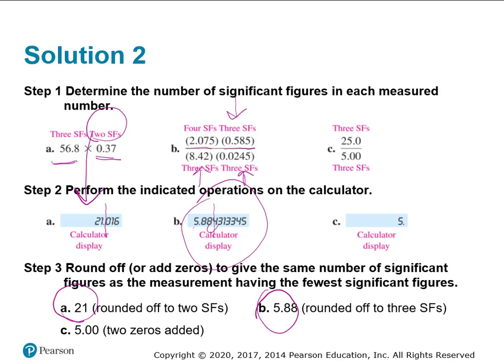Again, 25.0 divided by 5.00, 3 sig figs and 3 sig figs. This is what your calculator will tell you, but that's only 1 sig fig. To make it 3, add zeros after the decimal point.